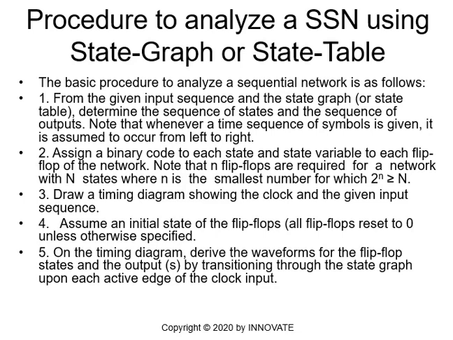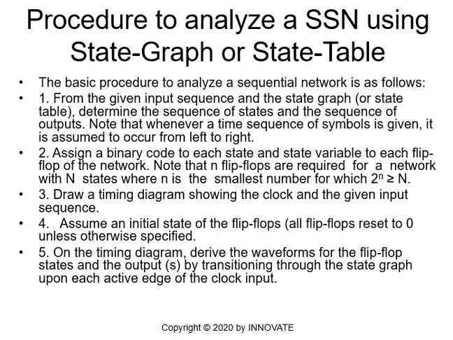The procedure to analyze a synchronous sequential network or finite state machine using a state graph or state table is as follows. 1. From the given input sequence and the state graph or state table, determine the sequence of states and the sequence of outputs. Note that whenever a time sequence of symbols is given, it is assumed to occur from left to right.